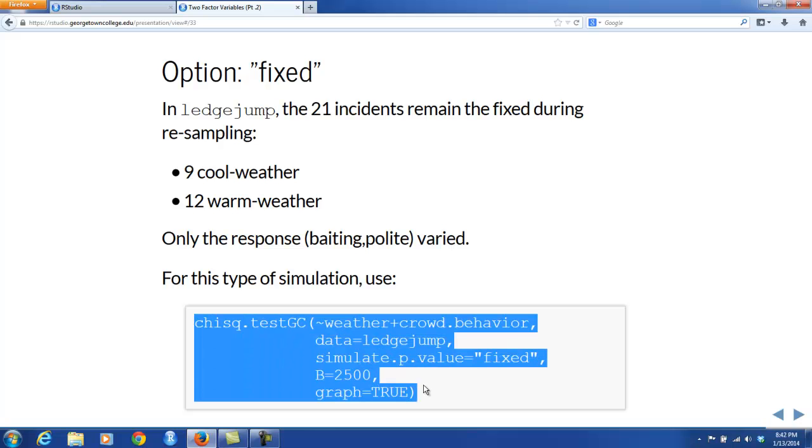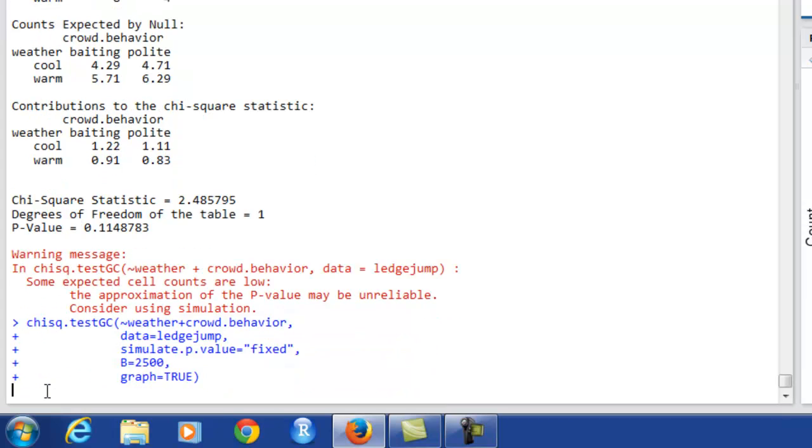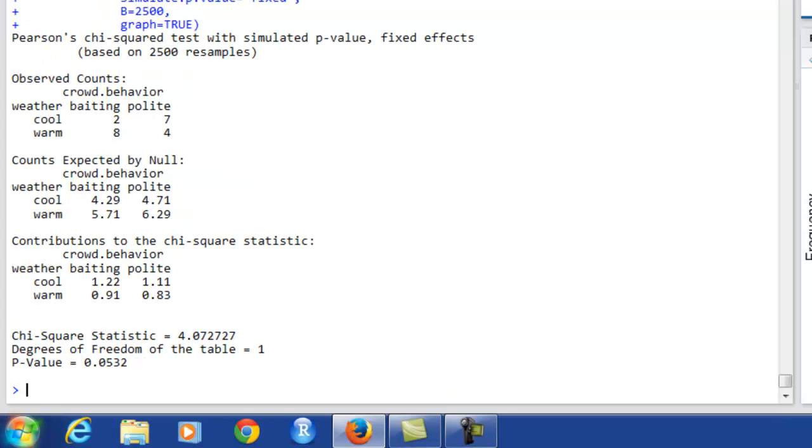So putting all of these together with the regular formula data input, we copy, we head back to the console, we paste in the results, and here we go. Looking at the console, Pearson's chi-square test with the simulated p-value, fixed effects based on the 2,500 resamples that we requested. Notice there's no continuity correction here. We don't need one when we're not using those approximations that the old methods used.